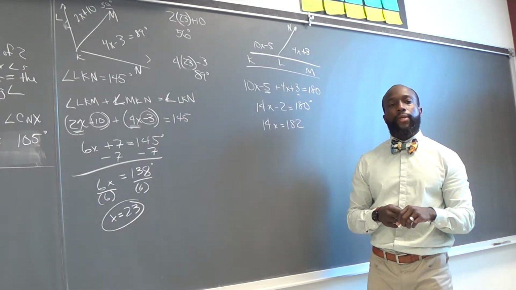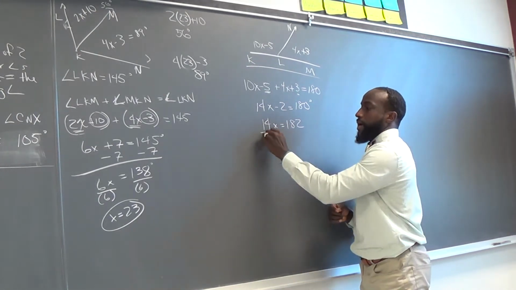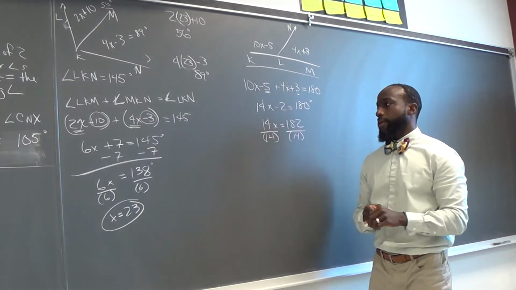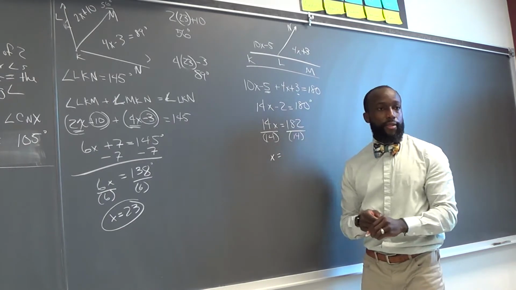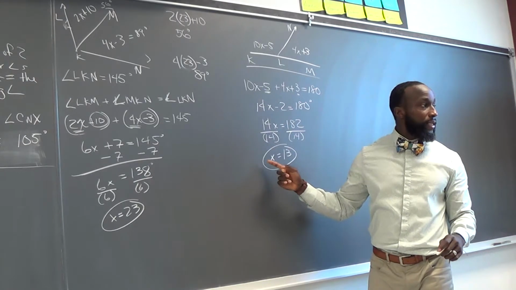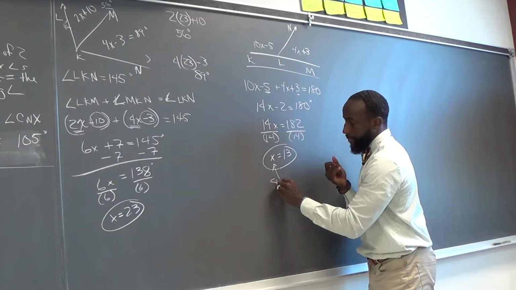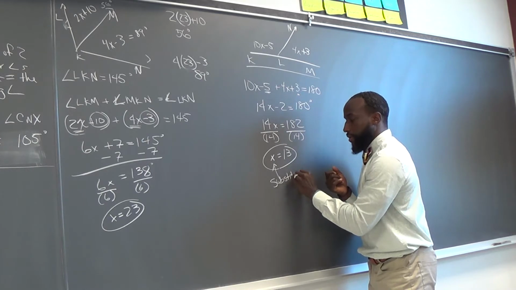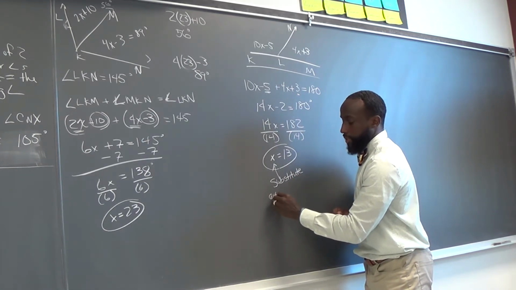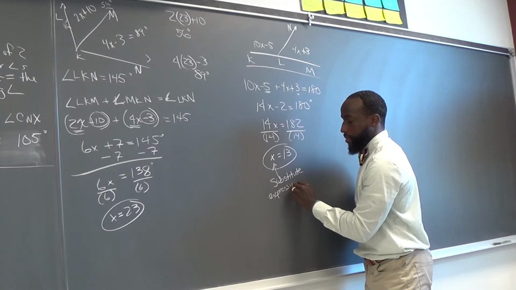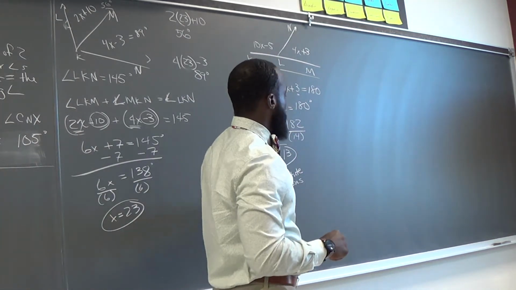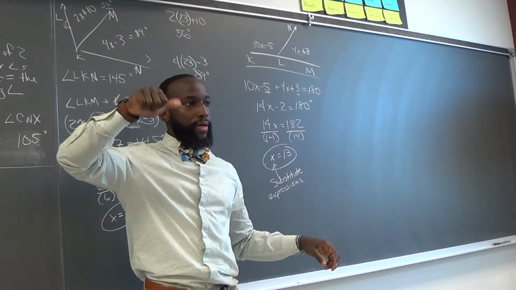Then, what do we have? Yes, ma'am. Divide by 14. Alright, so x equals what? 13. X equals 13. Then you take 13 and you substitute it into the expressions. Just substitute that into these expressions here. Okay? How do we feel about this so far?